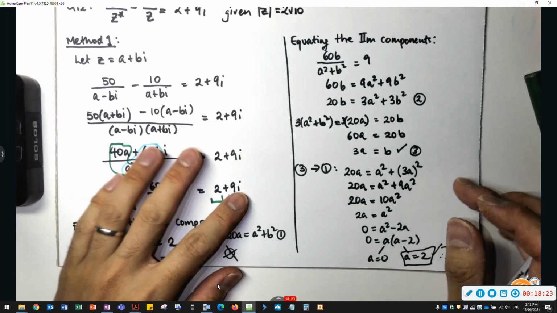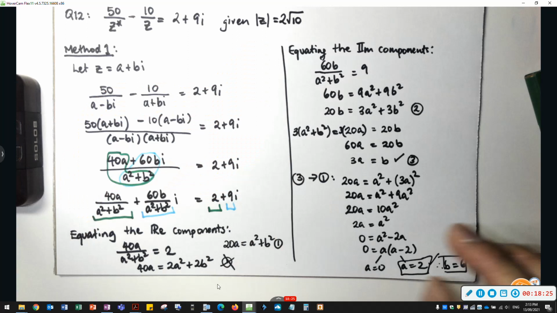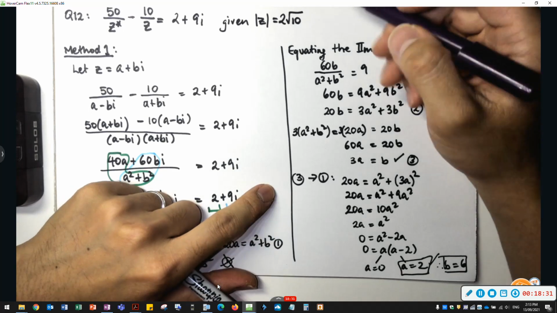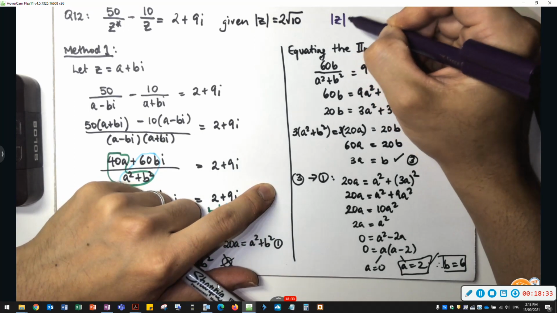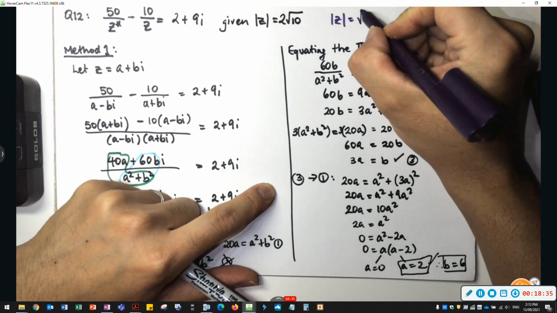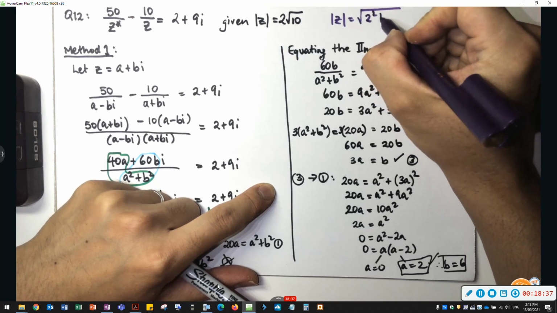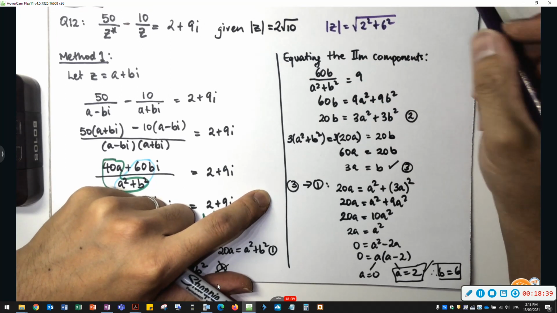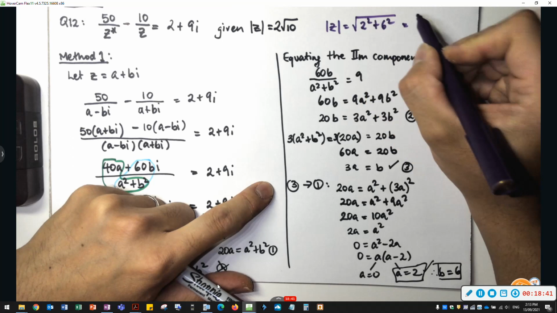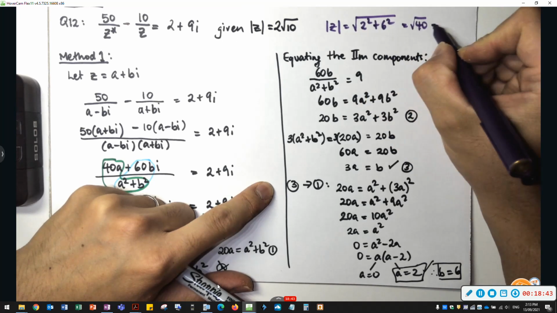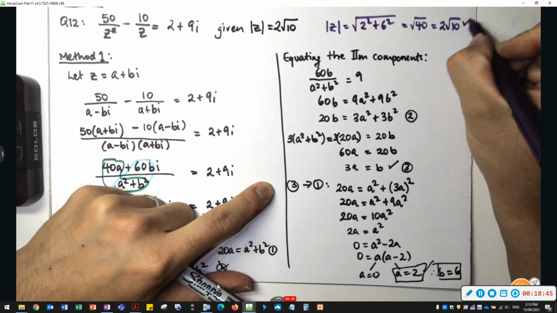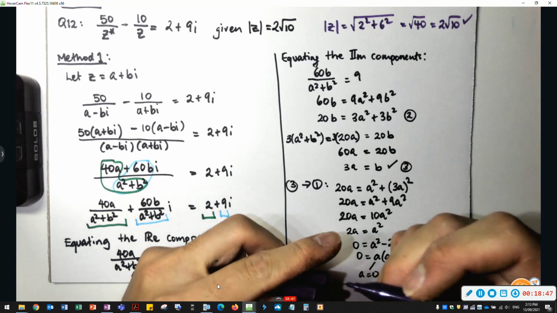Now that given information they gave at the beginning of the question wasn't even used, but we'll use it to double check if our solution makes sense. The modulus of z should be the square root of 2 squared plus 6 squared, which is 4 plus 36, which is root 40. Yep, and it's 2 root 10. So we did it the really long way.